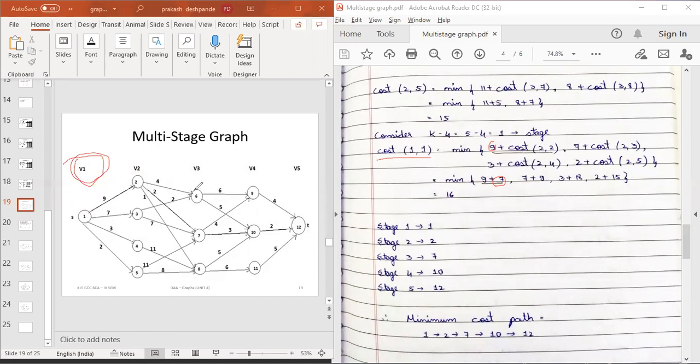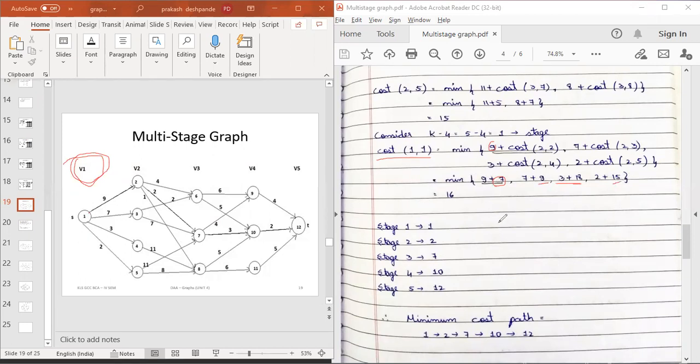The next one is from vertex 1 to vertex 3, edge cost is 7, plus cost of this particular vertex 3, which we have calculated as 9. So 7 plus 9. Then the next one is the edge 1 to 4, that is 3, plus the cost of vertex 4. Cost of vertex 4 was 18, so this is 3 plus 18. The last one is the edge cost 2, that is 1 to 5, plus the cost of this vertex 5. Cost of vertex 5 was calculated as 50.